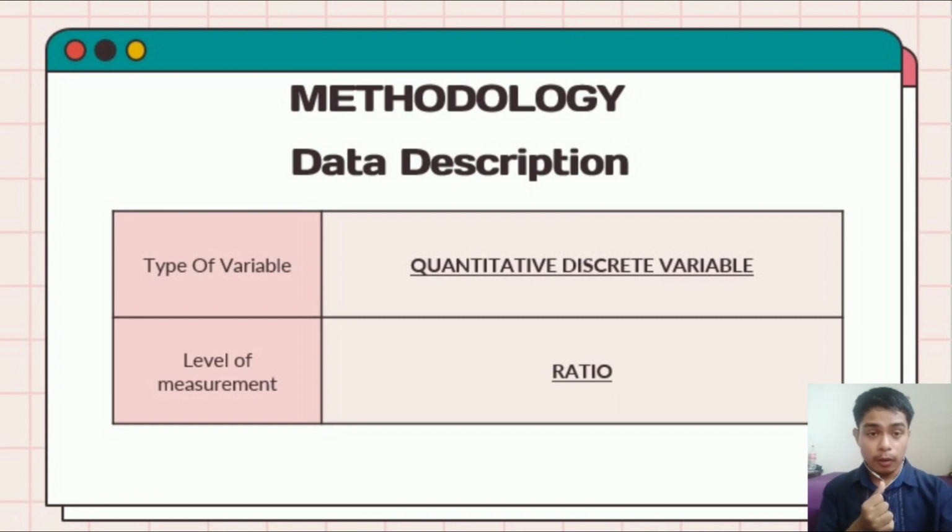And next is the level of measurement. The level of measurement using ratio. Ratio is used for quantitative variable, and this means that the observation of the variables can be arranged and ranked. For example, people with the HDL level of 40 has less HDL than people with HDL level of 50 and 60.